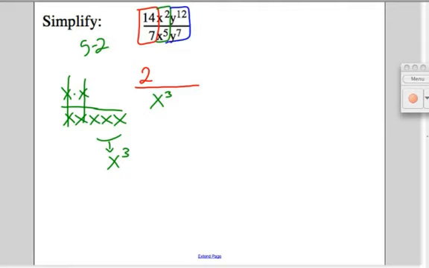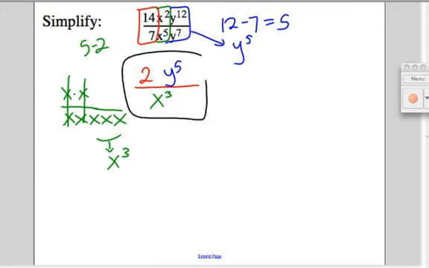We have 12 on top and 7 on bottom. So there's going to be extras on top, and let's see, 12 minus 7 is 5. So that means this is going to simplify to y to the 5th. So y to the 5th is on top, because there are 5 extra y's on top. So there is my simplified expression, 2y to the 5th over x to the 3rd.